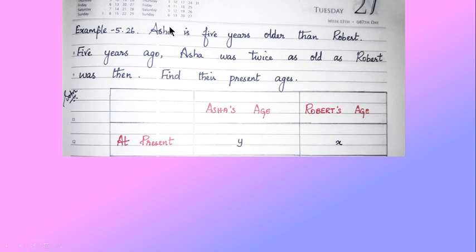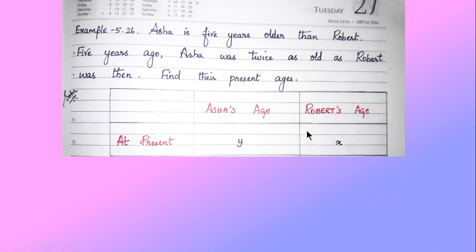Again, Asha is 5 years older than Robert. Asha's age is compared with Robert's age, and the first preference should be given to what it is compared with. Robert's age is not given, so that's why we are assigning Robert's age as x.